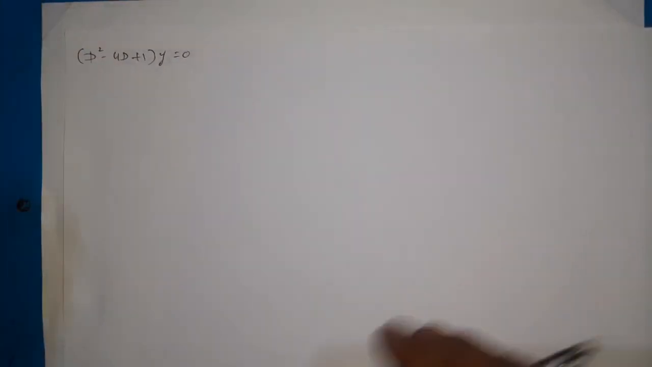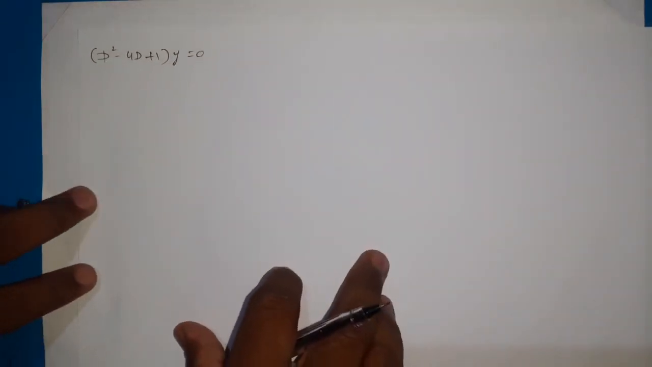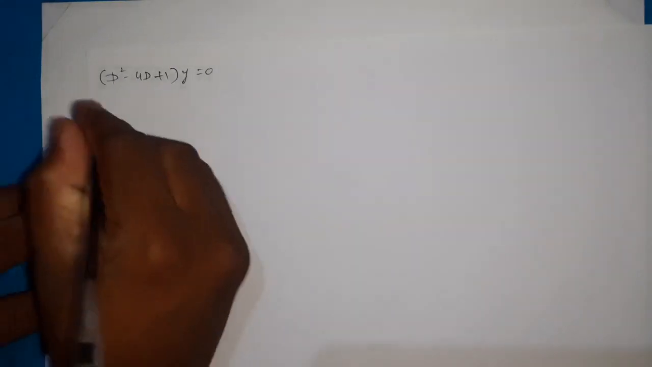So here is the example. Solve the differential equation (D square minus 4D plus 1) y equal to 0. Here the equation is already in the symbolic form, so there is no need to write it again in the symbolic form. So write directly the auxiliary equation.